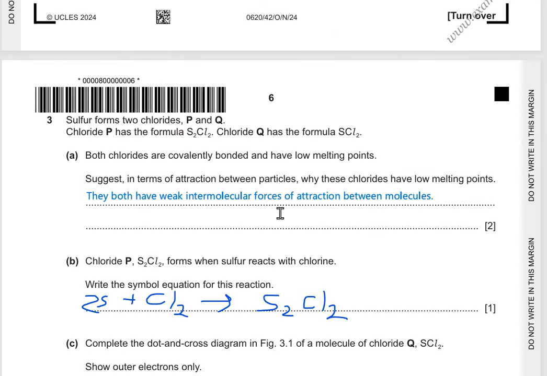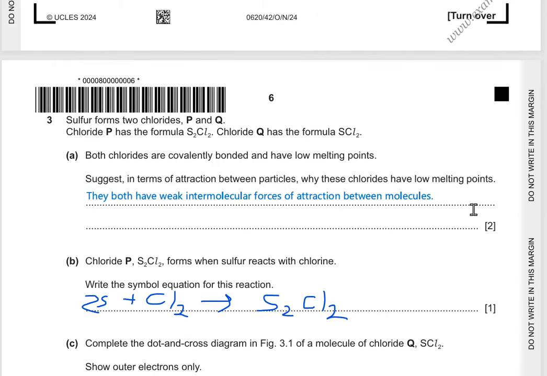Sulfur forms two chlorides, P and Q. Chloride P has a formula S2Cl2, chloride Q has a formula SCl2. Both chlorides are covalently bonded and have low melting points. Suggest, in terms of attraction between particles, why these chlorides have low melting points. So they have low melting points because they both have weak intermolecular forces of attraction between molecules.